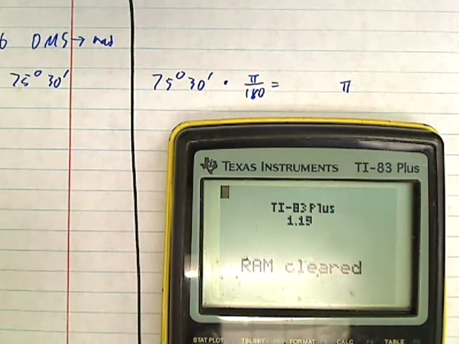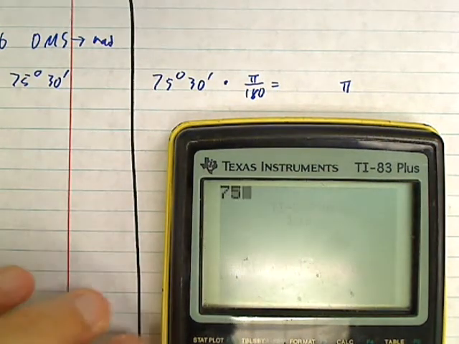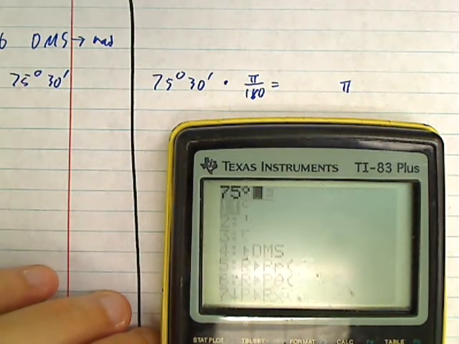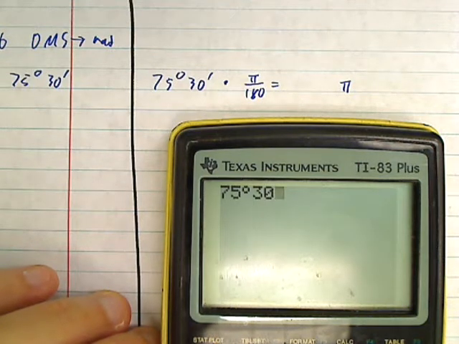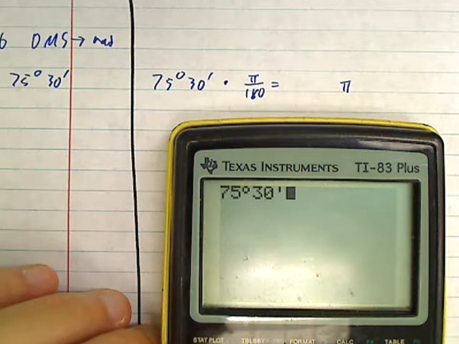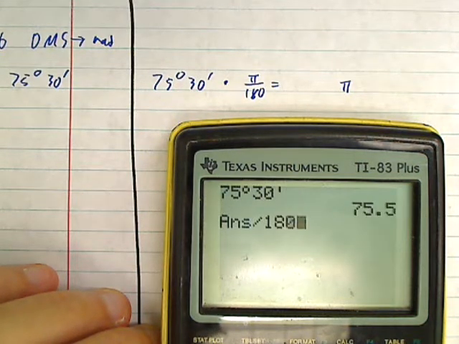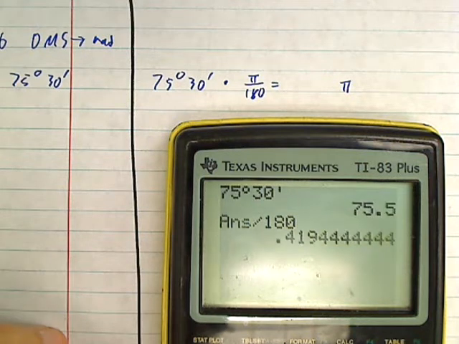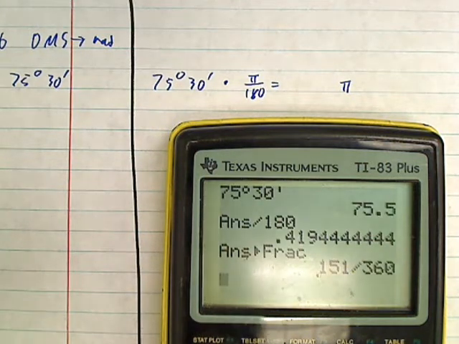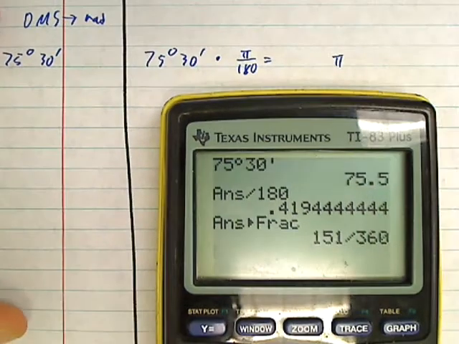Okay, so what I'm going to do is 75 degrees, 30 minutes. Now, 30 minutes is half an hour, so I could have just put 75.5, and hopefully some of you might have realized that. Divided by 180, and let's make this a fraction. So 151 over 360 pi.